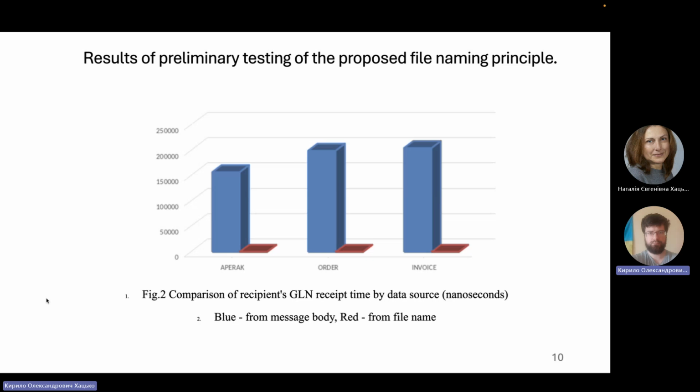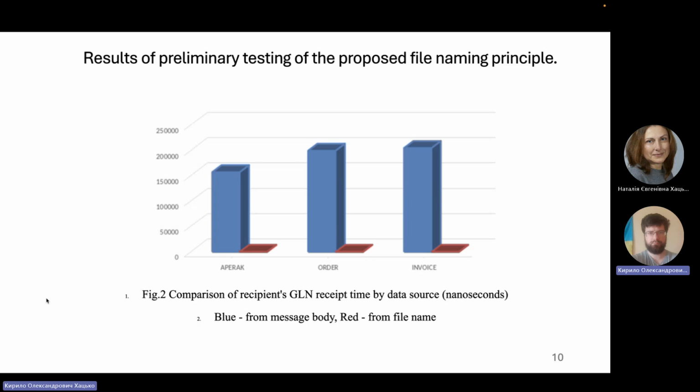GLN identification is a physical address in an EDI system. So without it, we cannot send a message. Therefore, when we have the GLN ID of a partner, we can send it because we have both the file and the GLN of the recipient.